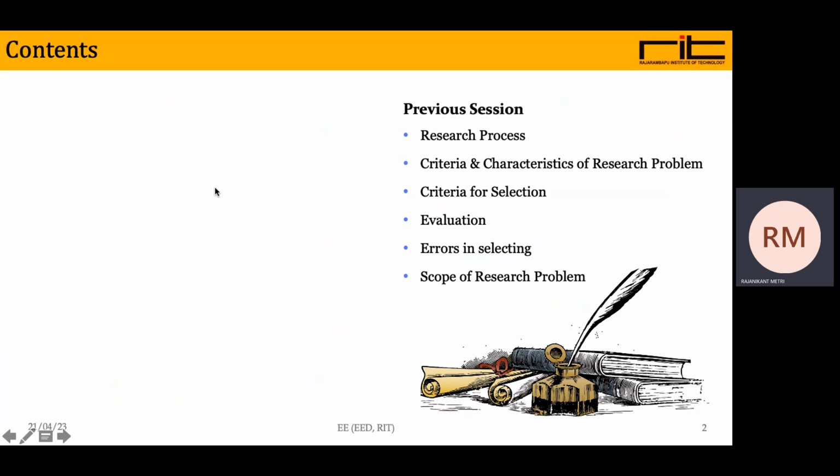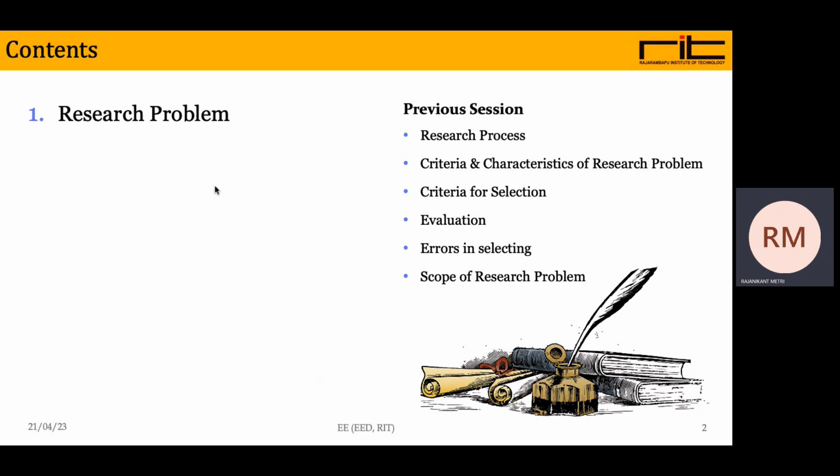What is the research process? Its criteria, characteristics of a research problem. We have defined the research problem. Then we have gone through the criteria for selection of a research problem, a good research problem. Then how to evaluate that research problem. Then the common mistakes or errors while selecting the research problem, the scope of the research problem, and then research aim and research objective. These points we have discussed in the previous session.